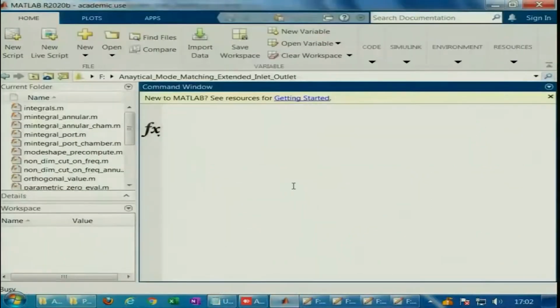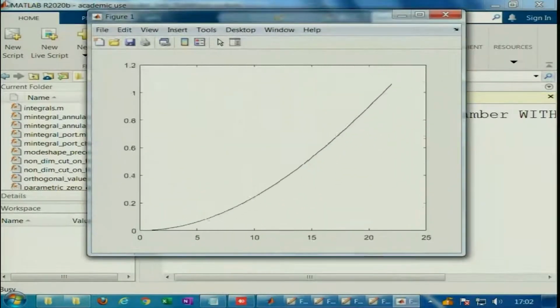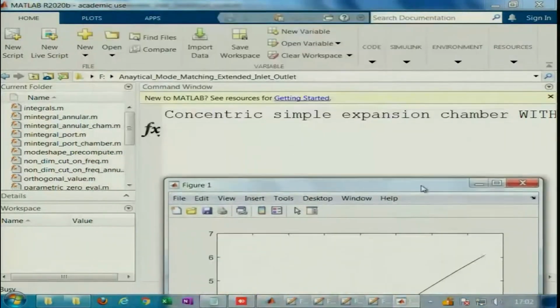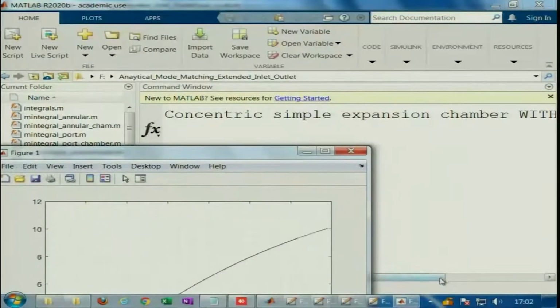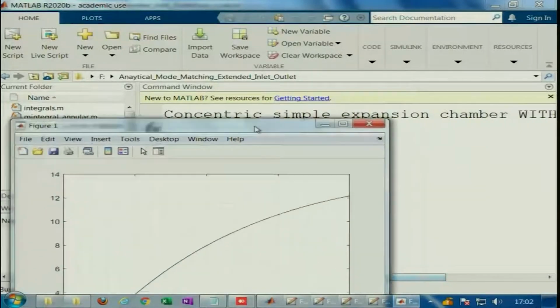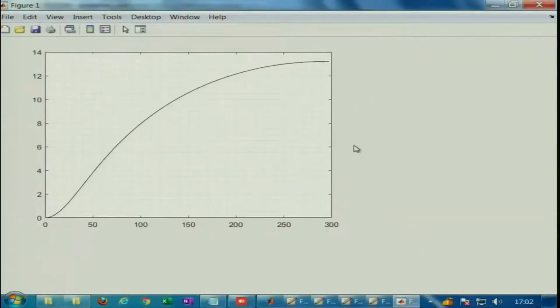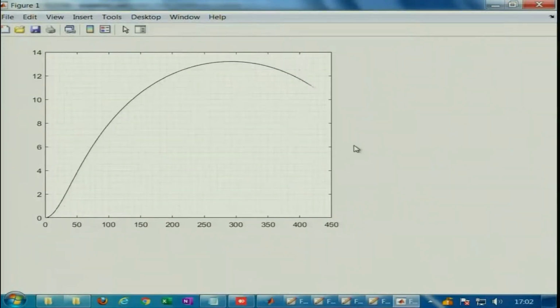Initially it is going to calculate the integral. Now it is done. It flashes a message that we are doing a concentric simple expansion chamber without extensions. What we are seeing here is live plotting of transmission loss.